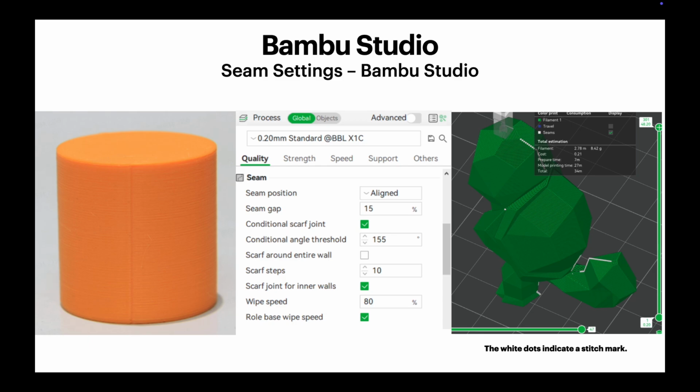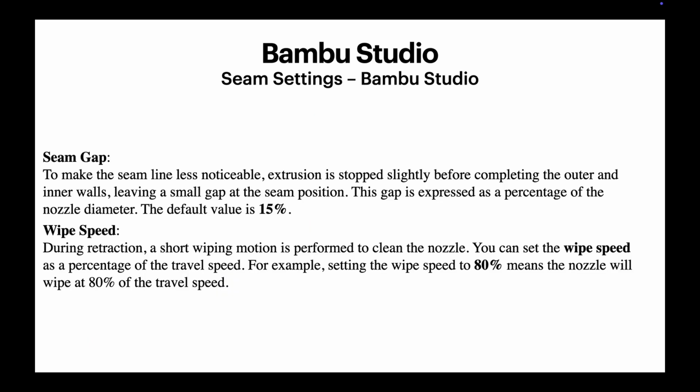Seam gap and wipe speed settings. Seam gap: to make the seam line less visible, extrusion is stopped slightly before completing the outer and inner walls. This leaves a small gap at the seam location, expressed as a percentage of the nozzle diameter. The default is 15.